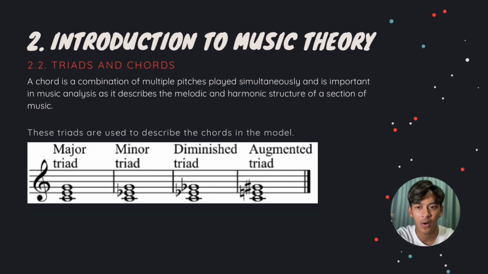2.2 Triad and chord. A chord is a combination of multiple pitches played simultaneously and is important in music analysis as it describes the melodic and harmonic structure of a section of music. These triads are used to describe chords in the model. Triad in the key of C.